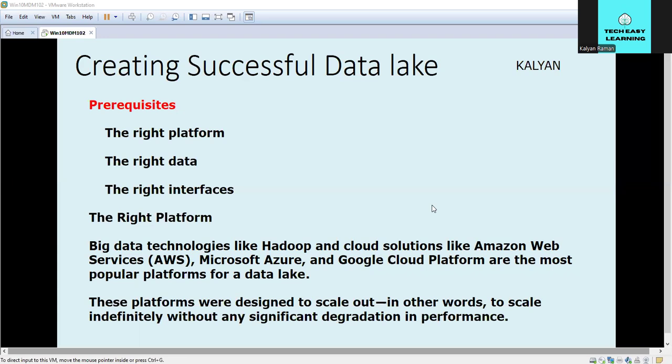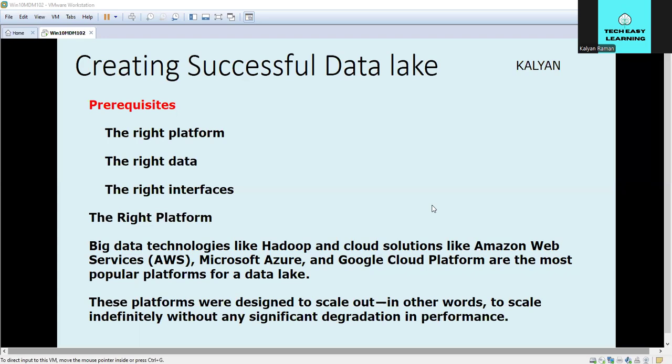Today we are going to see a topic in data lake, that is how to create a successful data lake. The prerequisites are the right platform, the right data, and the right interfaces. These are all the three prerequisites to create a successful data lake.